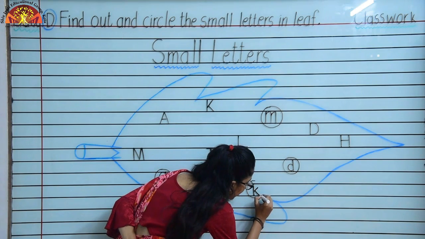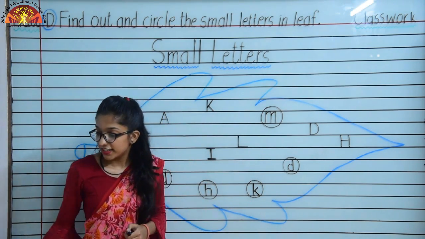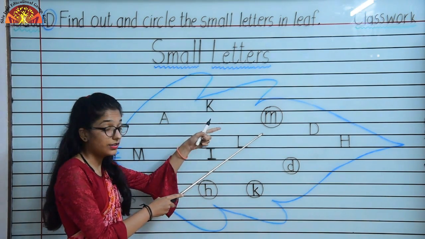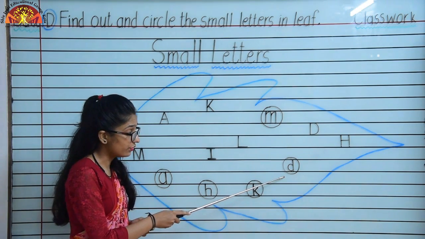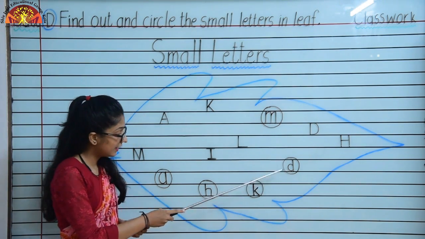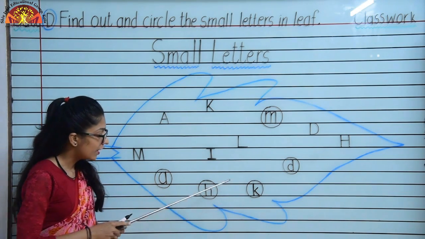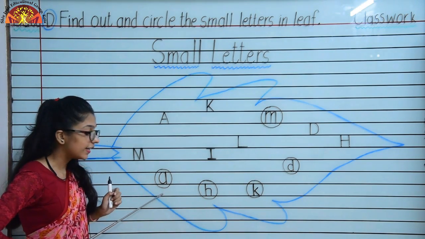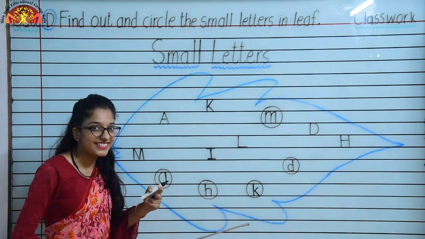Yes, like this. Okay kids, let's see small letters. Letter M, you have to circle on this one. On letter D, you have to circle like this. On letter K, you have to circle like this. On letter H, you have to circle. And on letter A, you have to circle because these are small letters.